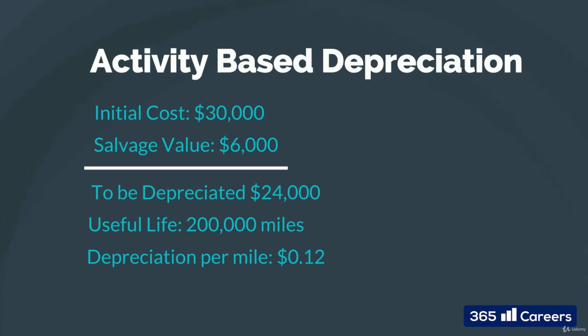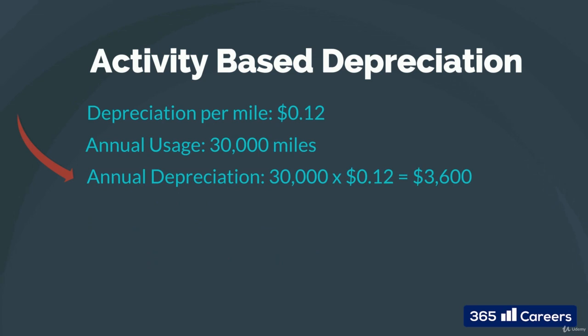The firm can estimate that the vehicle's useful life will be 200,000 miles and assign it a salvage value of $6,000. Right, so $30,000 minus $6,000 equals $24,000. Let's divide this number by the vehicle's useful life. We have $24,000 divided by 200,000 miles, which equals 12 cents per mile.